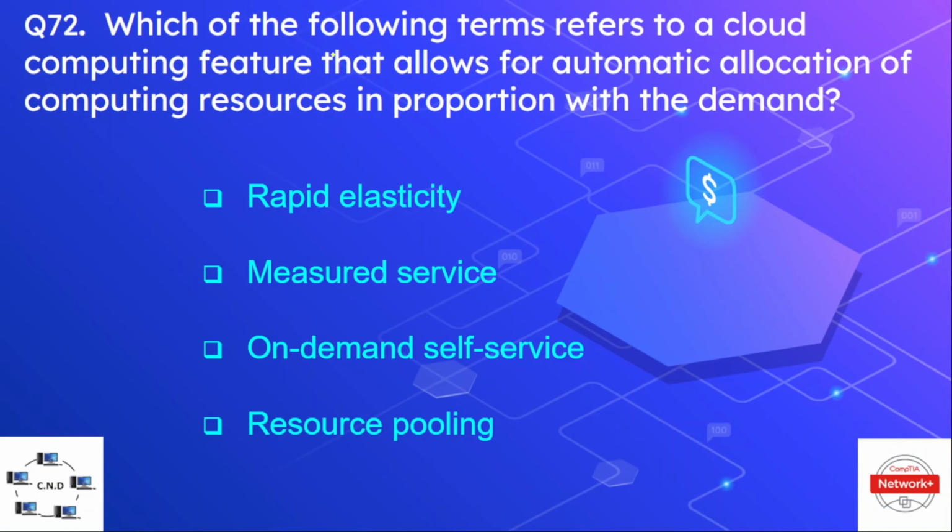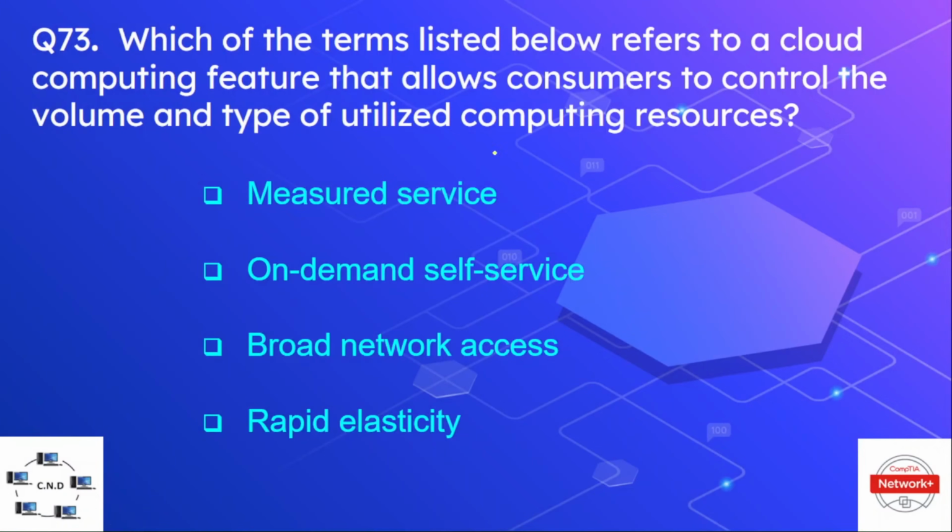Question number 72 is that which of the following terms refers to a cloud computing feature that allows for automatic allocation of computing resources in proportion with the demand? And the options are rapid elasticity, mirrored service, on-demand self-service, or resource pooling. And the correct option is rapid elasticity.